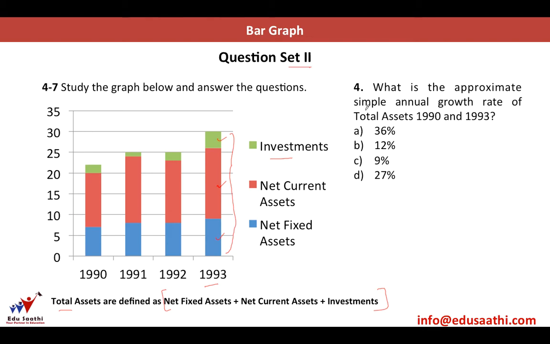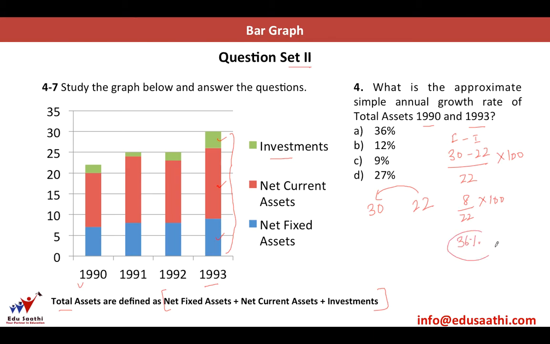So let's read the first question now. What is the approximate simple annual growth rate or SAGR of the total assets from 1990 and 1993? So in 1993, I have total assets of 30, which is nothing but the length of this bar, and in 1990, this is 22. So the total assets have grown from 22 till 30. So what is the formula for growth rate? 30 minus 22, which is the final value minus the initial value, divided by the initial value, which is 22, multiplied by 100. So this gives me 8 by 22 into 100, or a 36%.